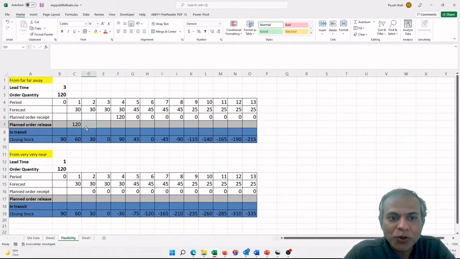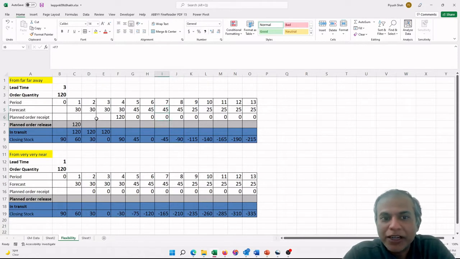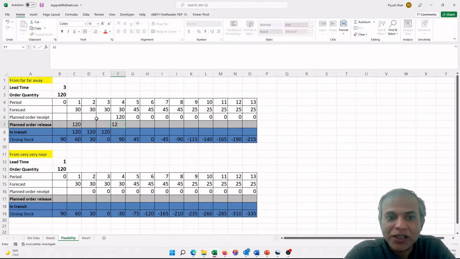Wonderful. So as soon as I order it, the supplier puts it in transit, so it becomes my in transit inventory. It's still in transit in period 2, it's still in transit in period 3, and I finally get it in period 4. I look at this again. There is a negative in the 7th period. I want something in the 7th period, so I need to order it in the 4th period because lead time is 3. I order it here, 120. The supplier puts it in transit, it's in transit, it's in transit until I get it in the 7th period.